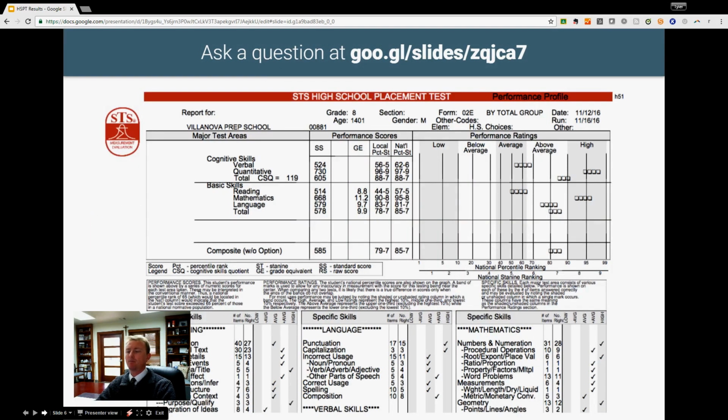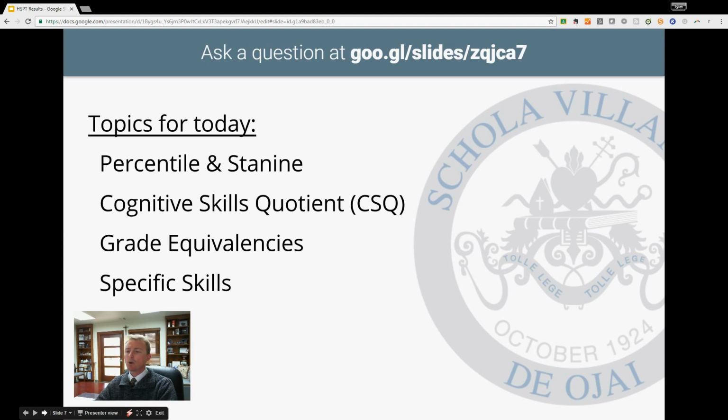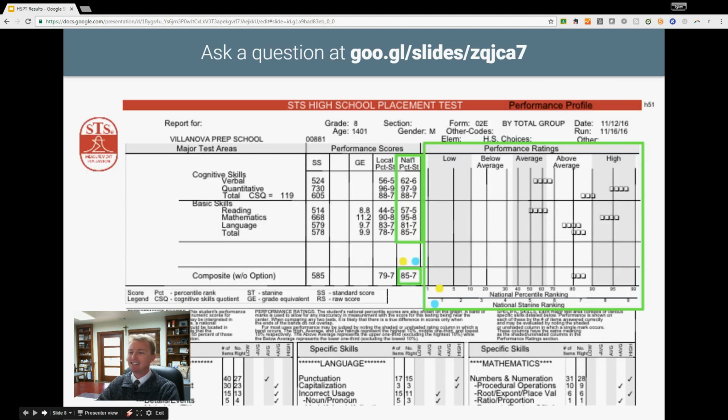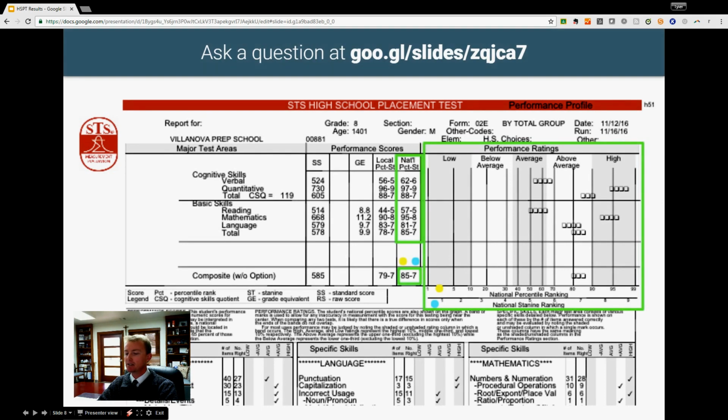Moving right along, if we're talking about this performance profile, there are a number of categories and particular numbers that matter more. For example, today we're going to be talking first and foremost about percentile and stanine. I've highlighted those aspects within the green boxes. Recognize that there is a difference between the local percentile and the national percentile. The national percentile is normed over three years' worth of results of students taking the HSPT across the nation.